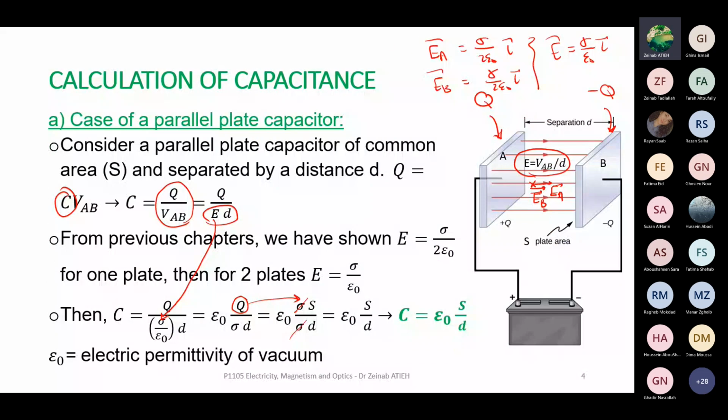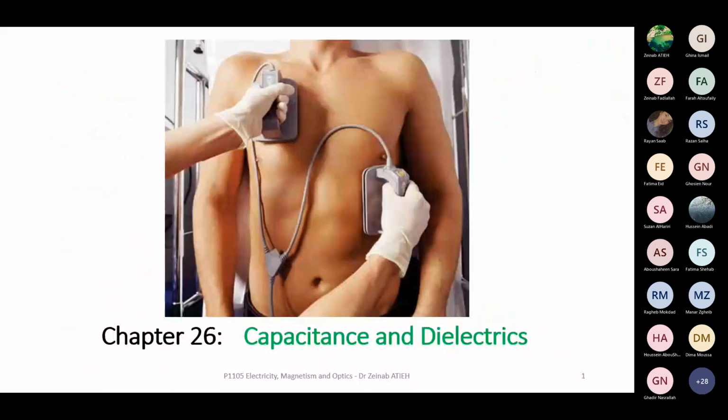It has someone, this is called the defibrillator, I guess. It's used to give an electric shock to people having a heart attack. You all know that. So it's placed in a certain way in order to allow the electric current to pass through the heart and allow the heart to beat again. So this medical instrument, in reality, uses a capacitor.